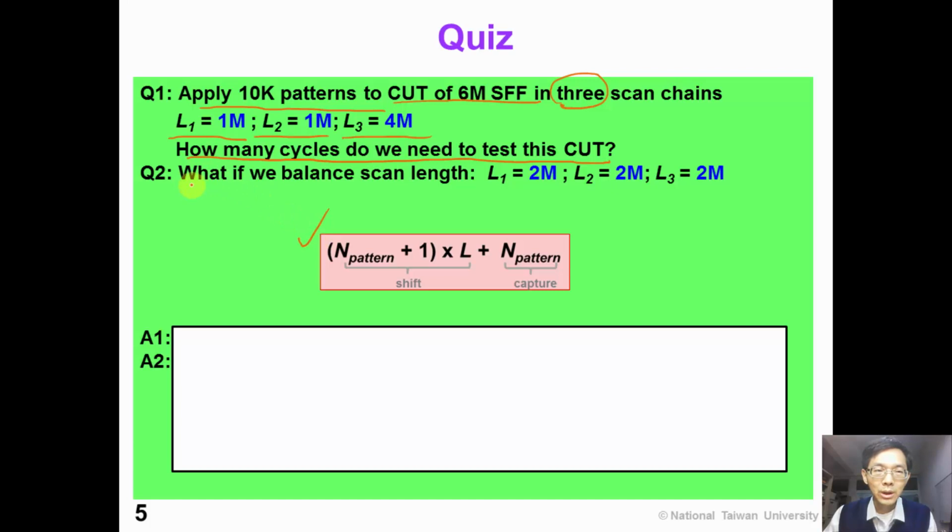Question number 2. What if we balance the scan chain length so that L1, L2, and L3 are all 2 million? Now please pause the video and work on this quiz. Okay, have you done it?